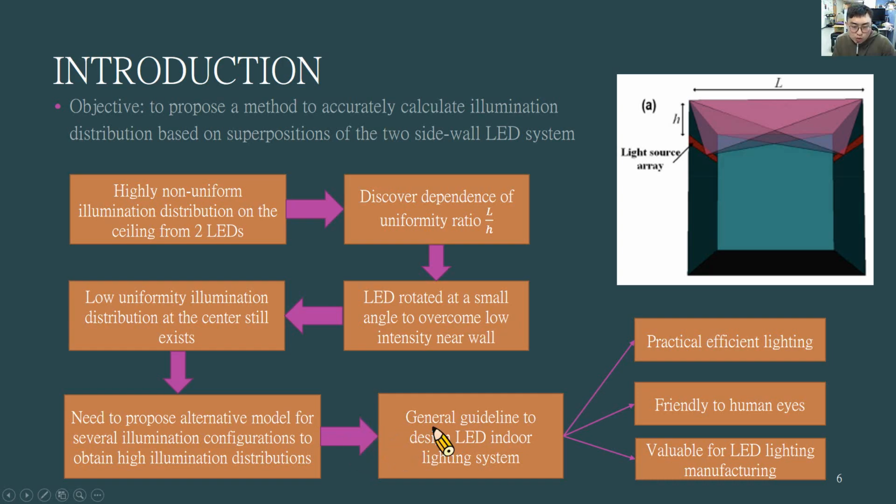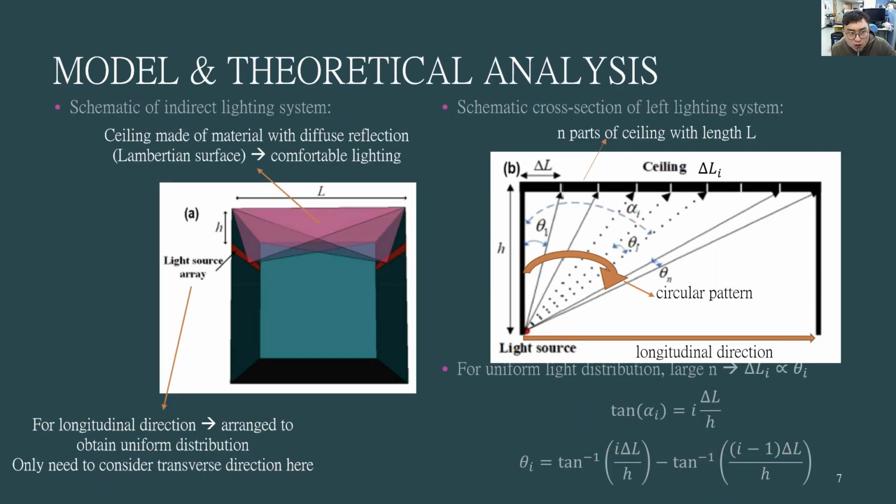Therefore, we have to design a general guideline for designing the LED indoor lighting system, which comes with 3 advantages, or maybe I should say 3 purposes. That is for practical, efficient lighting, to assure that it is friendly to human eyes, and it would be very valuable for LED lighting manufacturing as well.